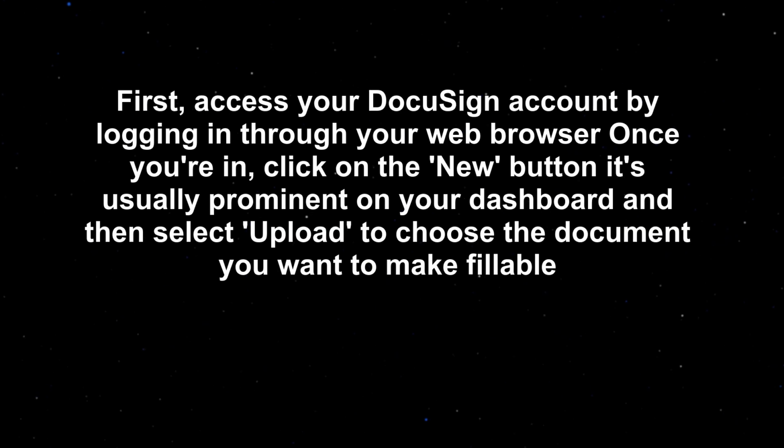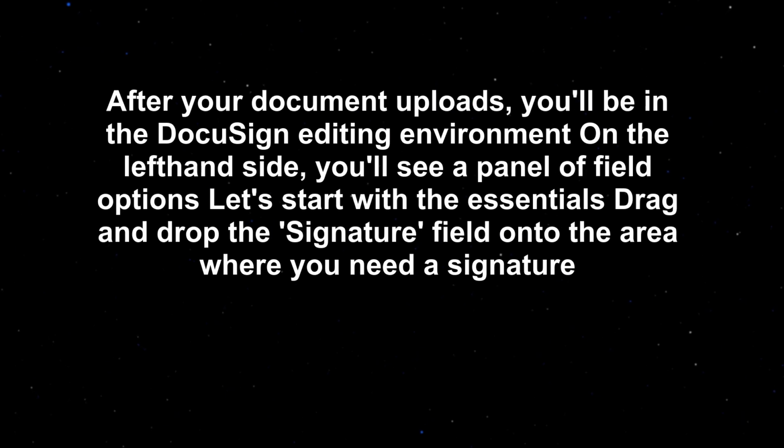First, access your Docusign account by logging in through your web browser. Once you're in, click on the New button. It's usually prominent on your dashboard, and then select Upload to choose the document you want to make fillable. After your document uploads, you'll be in the Docusign editing environment.